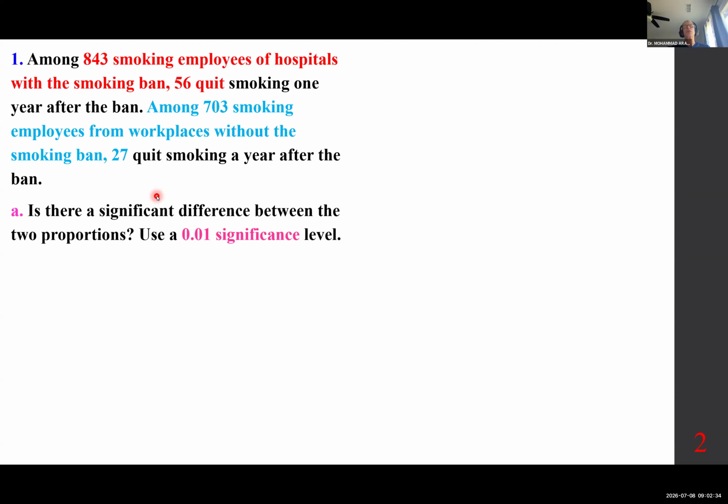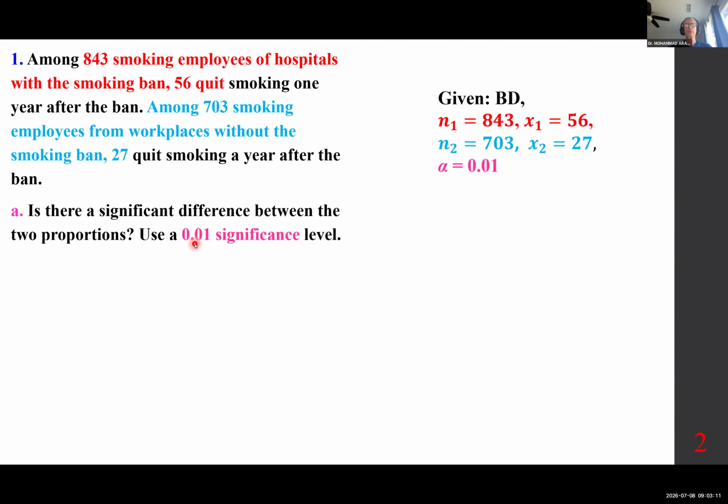We have to write the given first and foremost. We are dealing with binomial distribution because there are two outcomes. Either the smoker quits or does not. And we are dealing with two groups. The first group, N and X: N is 843, X is 56. So instead of calling it N and X, we're going to call N1 and X1. For the second group, we're going to call it N sub 2, 703, X sub 2, 27, and of course, alpha is 0.01. So that's the first thing that is given.